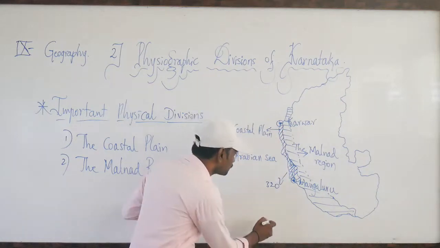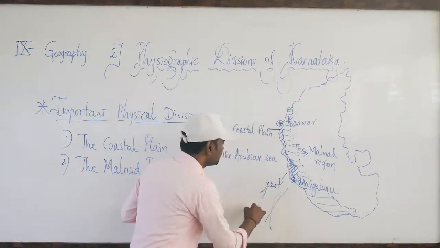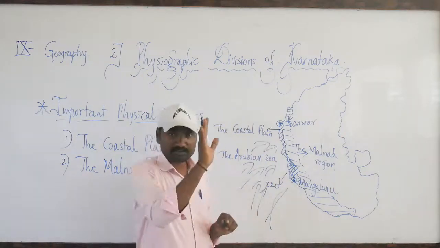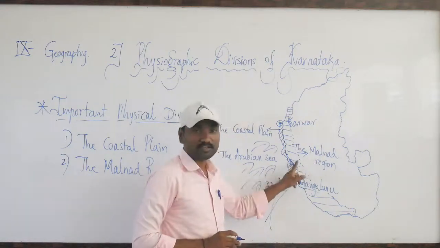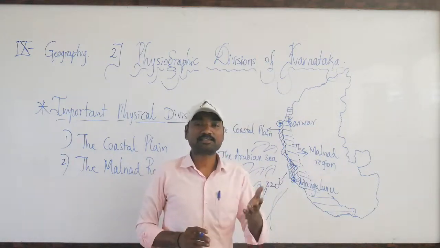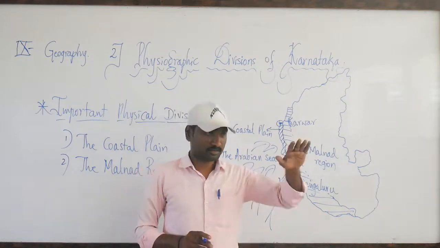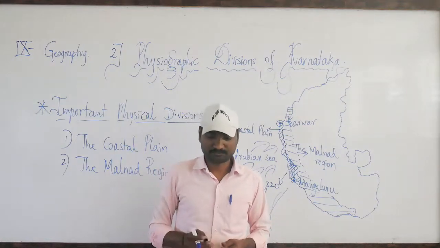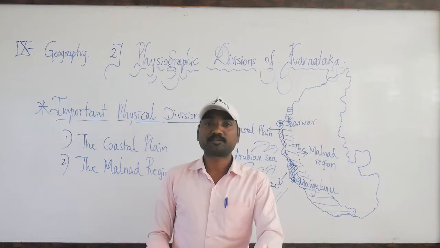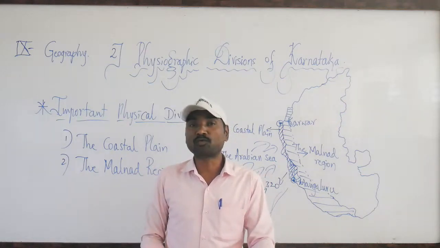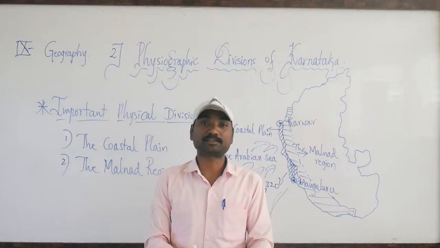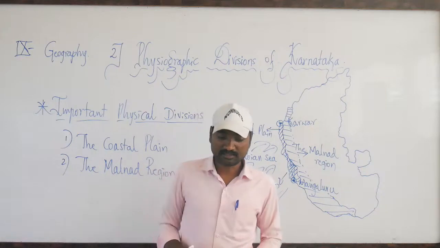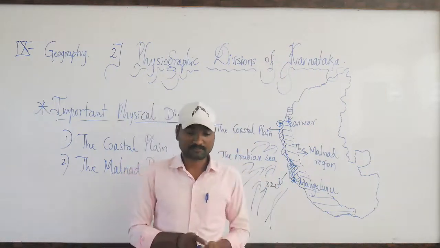The southwest monsoon winds will be obstructed by the Malnad region. Why? Because of its height above sea level. On some sides, its height is about 1500 meters. These obstruct the rain-bearing winds. That is why here every year we can see more than 100 to 200 centimeters of rainfall in the Western Ghats.